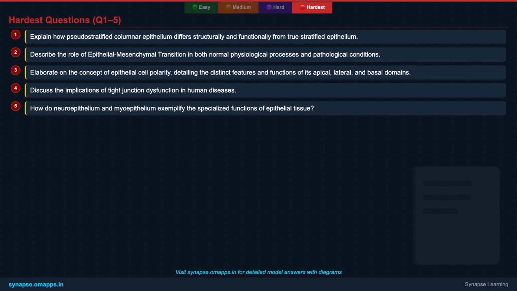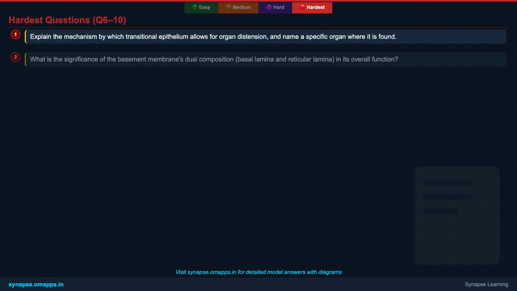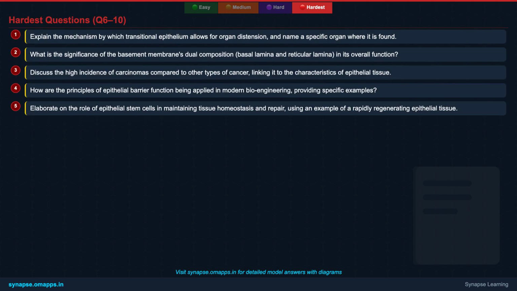Third, elaborate on the concept of epithelial cell polarity, detailing the distinct features and functions of its apical, lateral, and basal domains. Fourth, discuss the implications of tight junction dysfunction in human diseases. And fifth, how do neuroepithelium and myoepithelium exemplify the specialized functions of epithelial tissue? Continuing with our hardest questions, sixth, explain the mechanism by which transitional epithelium allows for organ distension, and name a specific organ where it is found.